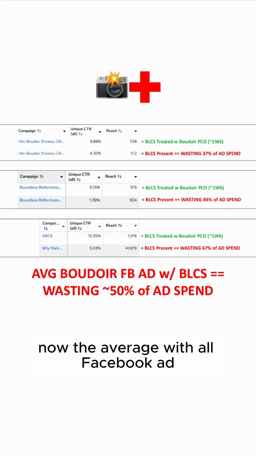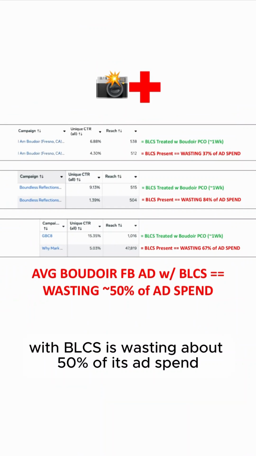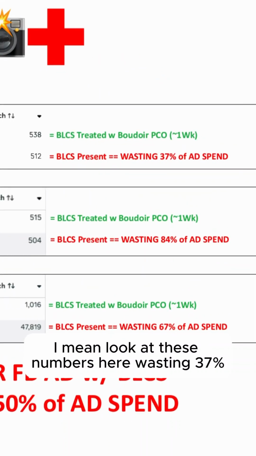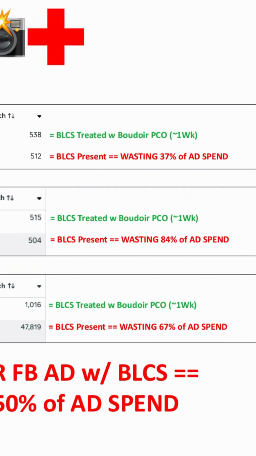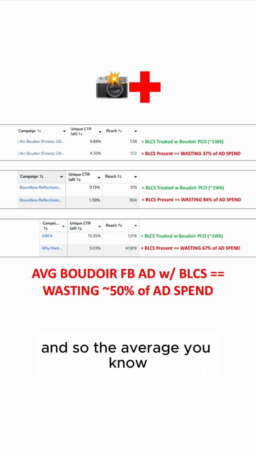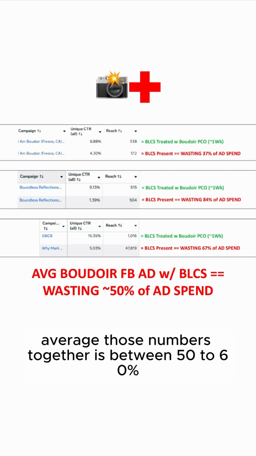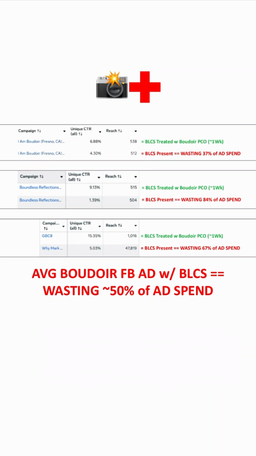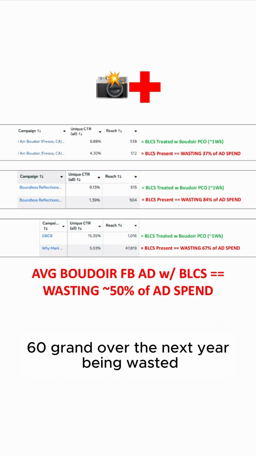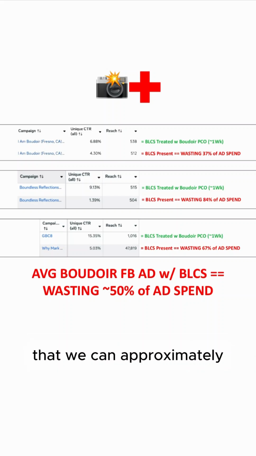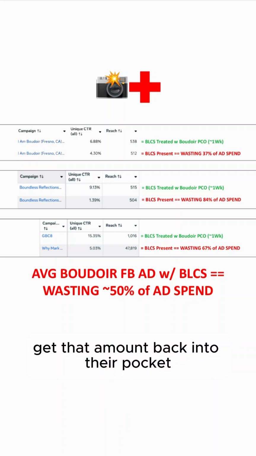Now the average Boudoir Facebook ad with BLCS is wasting about 50% of its ad spend. I mean, look at these numbers here, wasting 37%, wasting 84%, wasting 67%. And so the average of those numbers together is between 50 to 60%. So if they're spending 10 grand a month on Boudoir Facebook ads, it's 5K every single month, or 60 grand over the next year being wasted, that we can approximately get that amount back into their pocket.